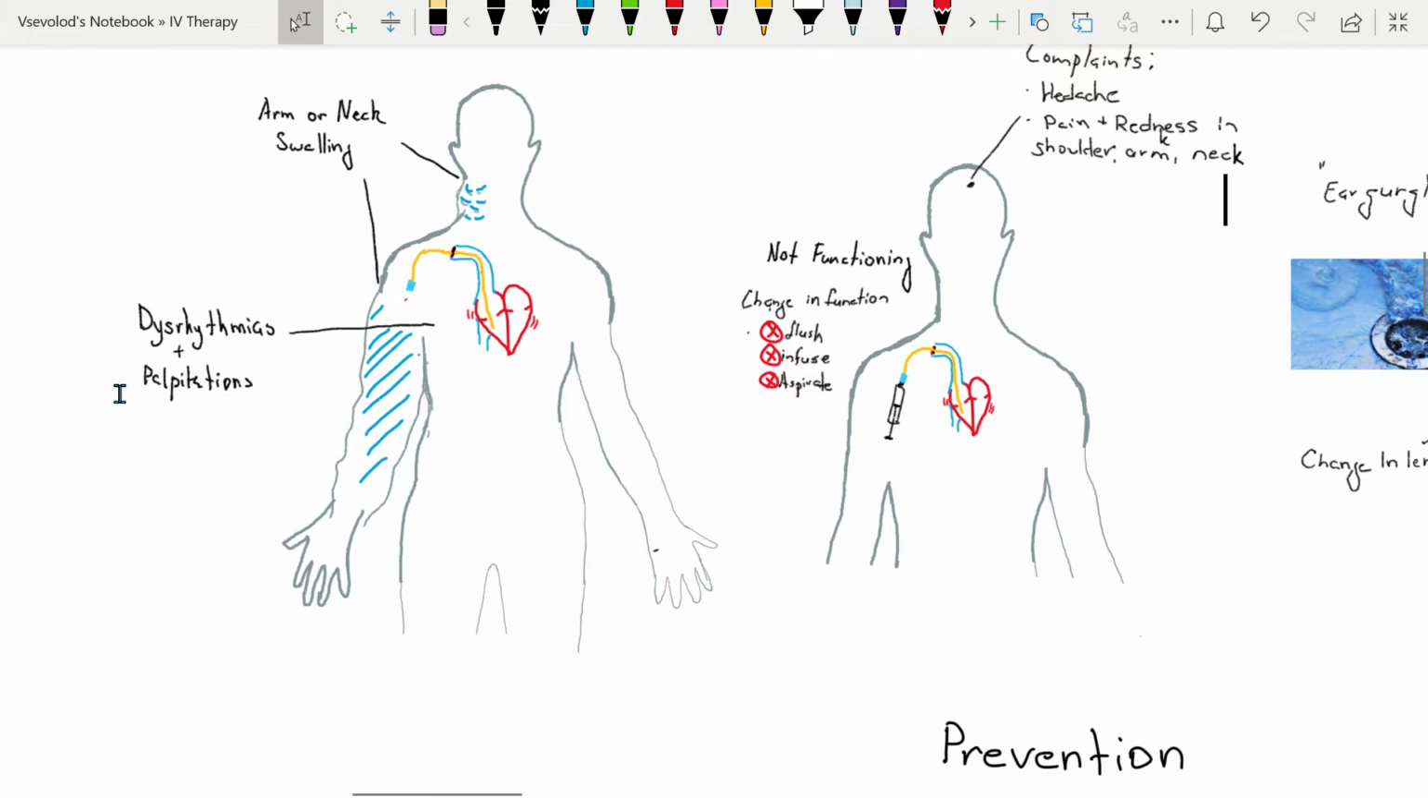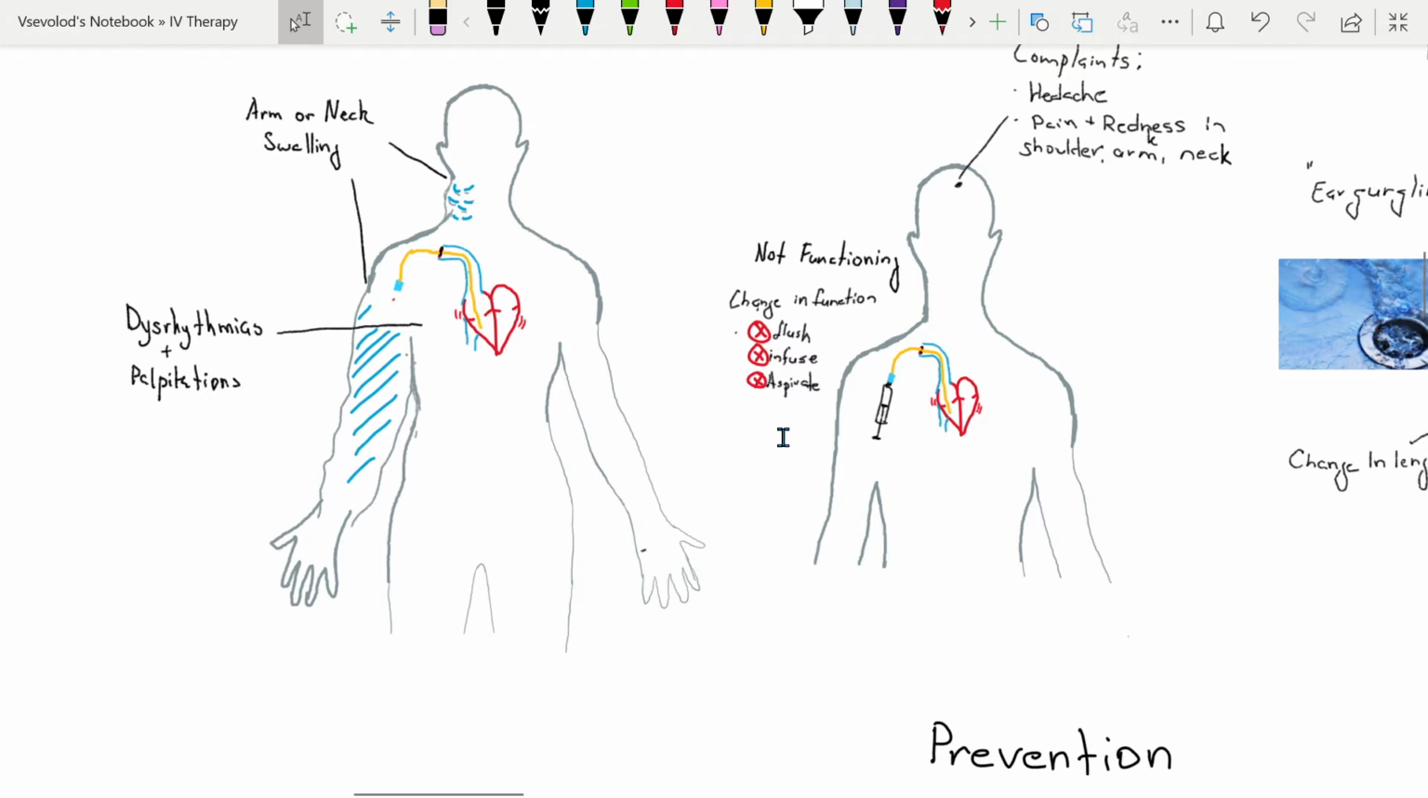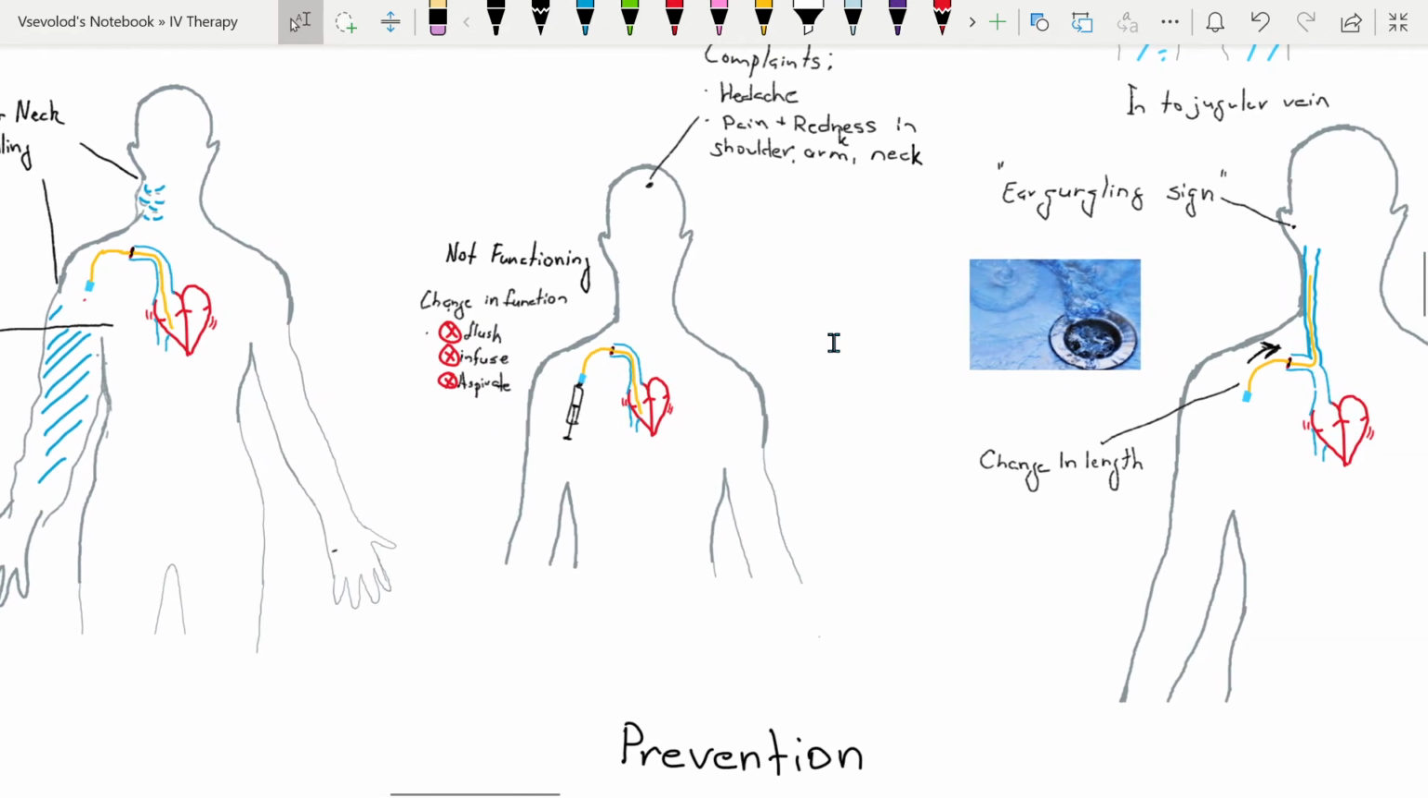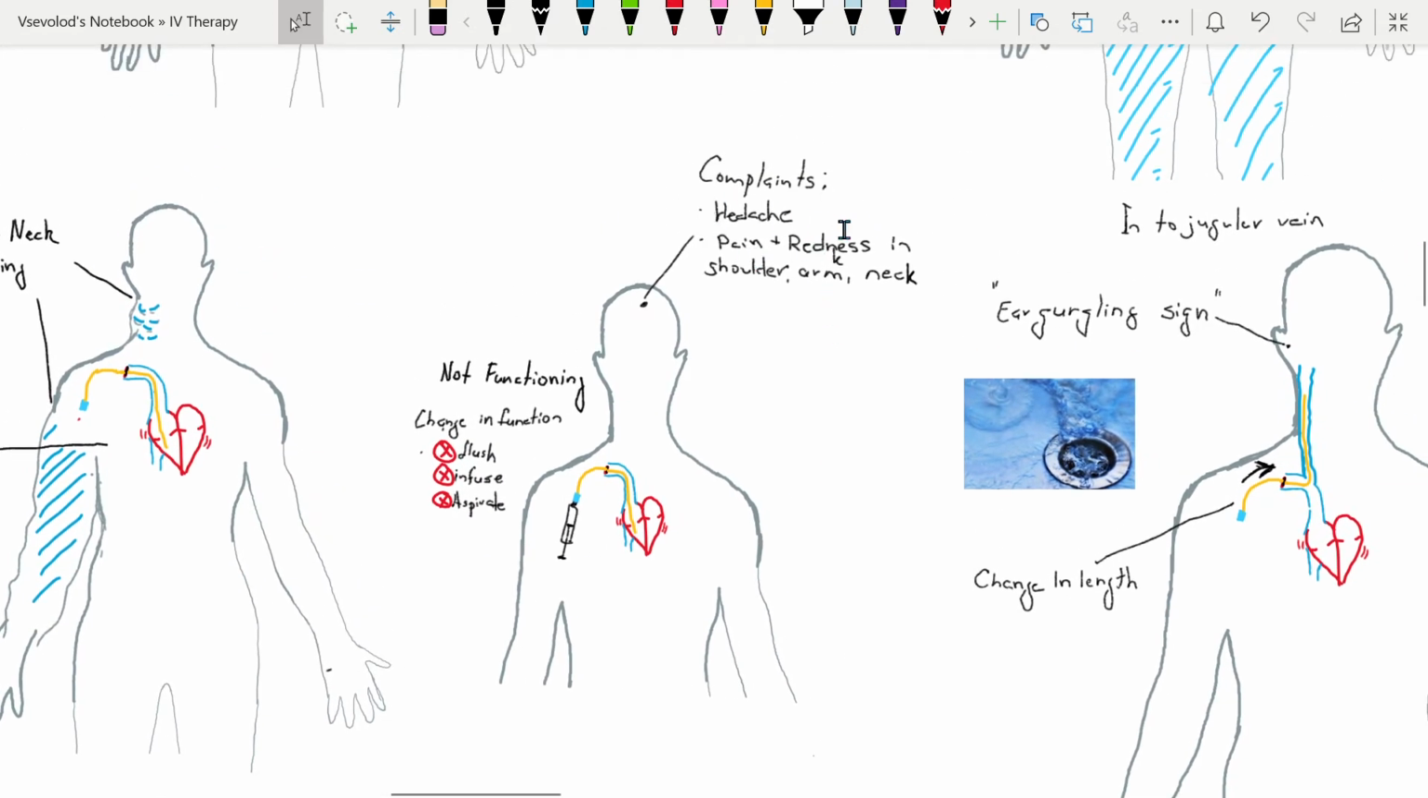Changes in catheter function are noted: inability to flush the catheter, infuse anything through the catheter, and inability to aspirate blood. The patient can complain of headaches, pain, or redness in the arm, shoulder, or neck.